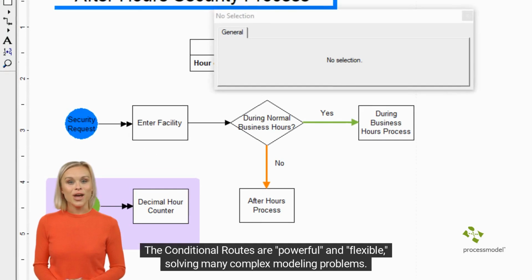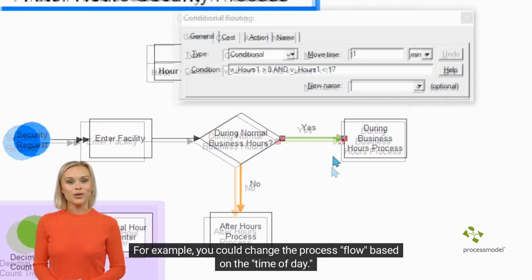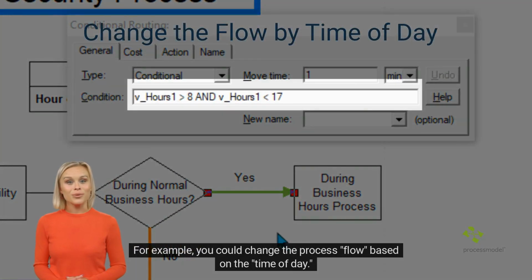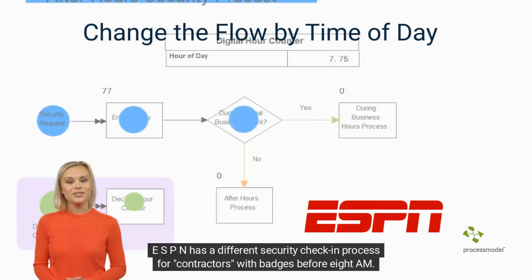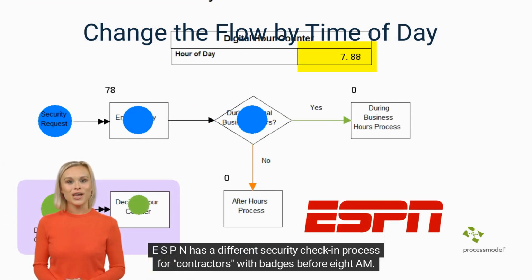The conditional routes are powerful and flexible, solving many complex modeling problems. For example, you could change the process flow based on the time of day. ESPN has a different security check-in process for contractors with badges before 8 a.m.